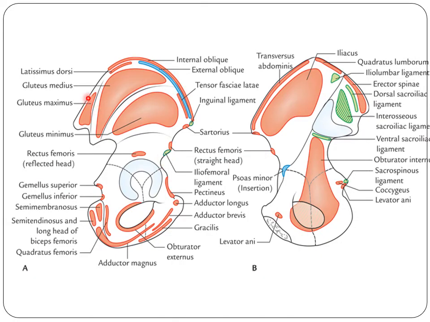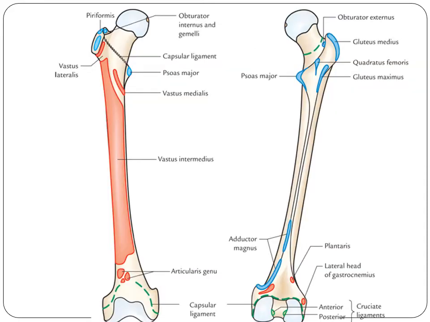Here you see the origin of the gluteus at the gluteal surface of the ilium. This is the origin of the gluteus maximus, next to it comes the gluteus medius, and behind comes the gluteus minimus, with the anterior gluteal line, posterior gluteal line and inferior gluteal line. So it divides into the origins of the gluteus maximus, medius and minimus muscles.